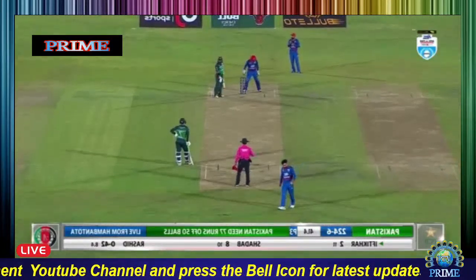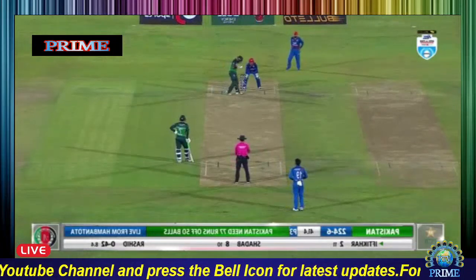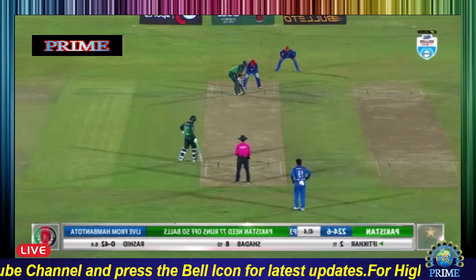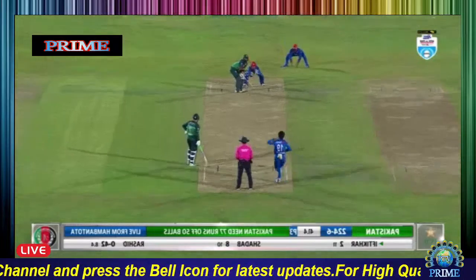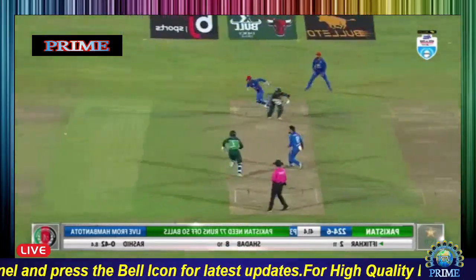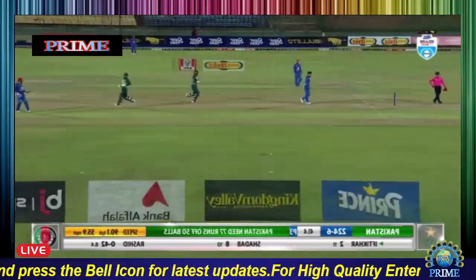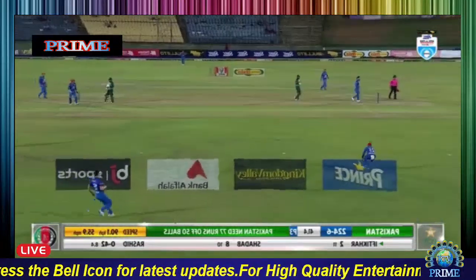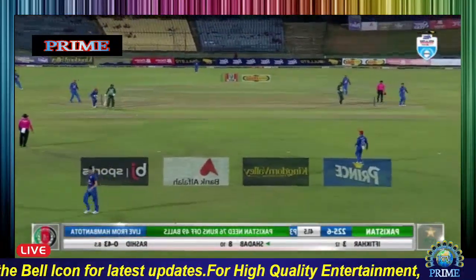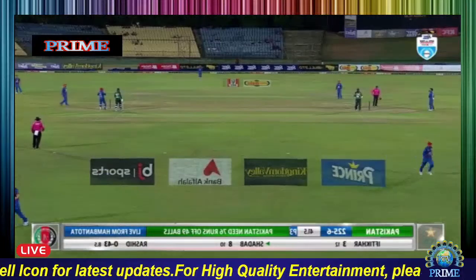Rashid still maintaining a slip, which is the right way to go. Iftikhar is not picking which way the ball is spinning. To the gap for a run. Mohammad Nabi at slip is very fine.